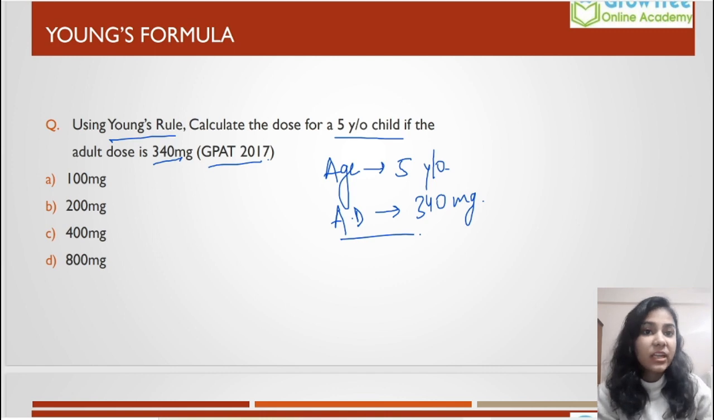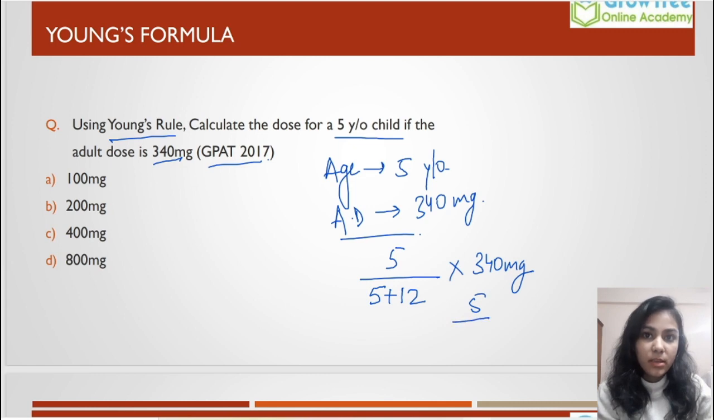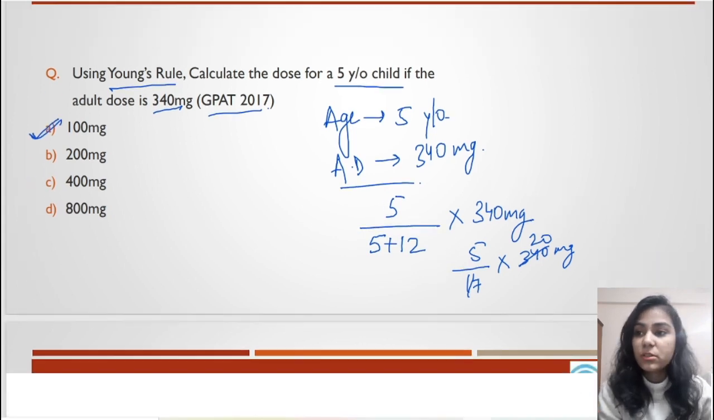So by applying it in the Young's formula, we can say 5, that is the age of the child, then 5 plus 12 into adult dose, that is 340 mg. So that will be 5 upon 17 into 340 mg, 17 twenties are 340, so it will be 100 mg. So the correct option is A.